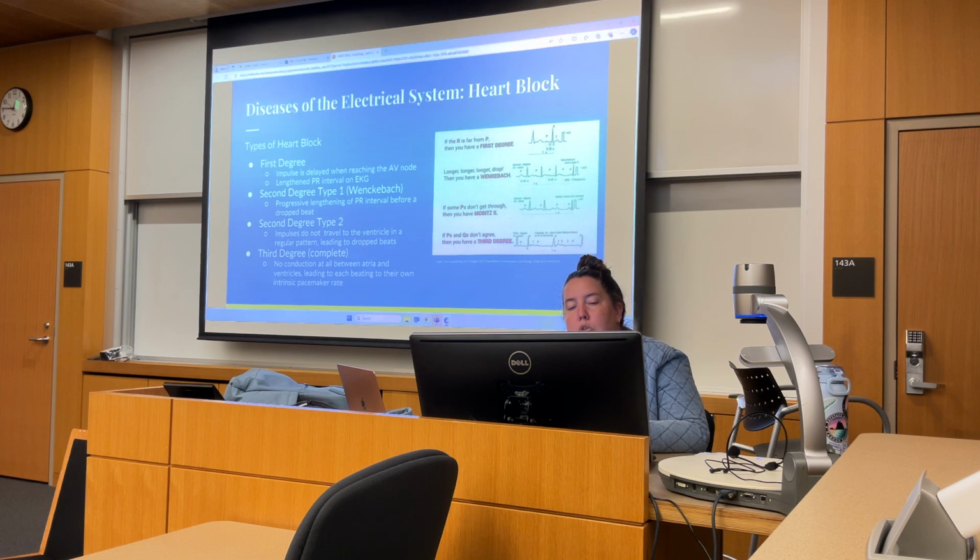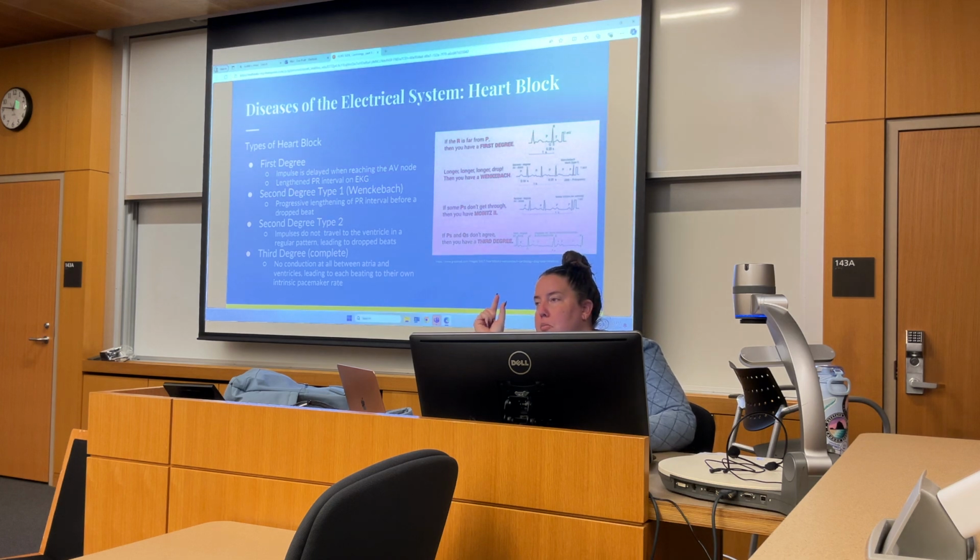Okay, so there are 2 types of 2nd degree heart block. The first, type 1, is called Wenckebach. It's a weird name. There's got to be a German person behind it. Wenckebach is a progressive lengthening of the PR interval before a dropped beat. And if you look over at this little image, you can see there's a rhyme that goes with this. If the R is far from P, then you have a 1st degree. Longer, longer, longer, drop, then you have a Wenckebach. So you have a PR interval that goes from normal or closer to normal, and it gets longer progressively until there is a dropped QRS complex.